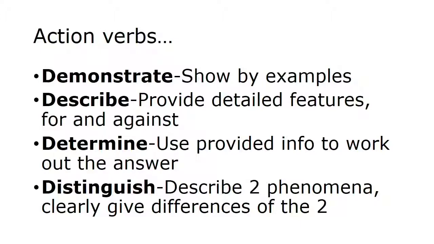Distinguish. What are you required to do here? You should describe two phenomena clearly, give difference of the two. So if you are distinguishing, you should always be given two phenomena. And what are you doing? For each phenomenon, you give the clear differences for each of the two that are given before you. So there should not be one. If the question is asking you to distinguish, there must be two phenomena. So you look at each phenomenon and then you deal with each, looking at the differences of the two.